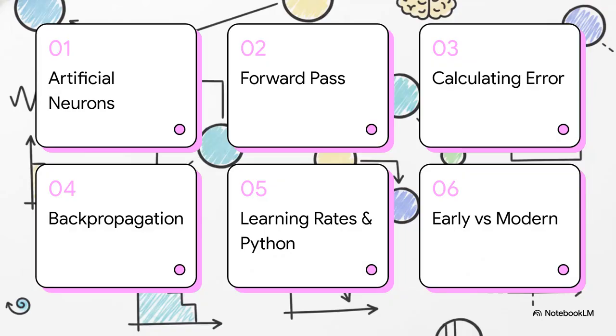All right, so here's our syllabus for today. 1, the first artificial neurons. 2, the forward pass and making predictions. 3, calculating the prediction error. 4, back propagation, fixing that error. 5, learning rates and Python. And finally, early versus modern networks.